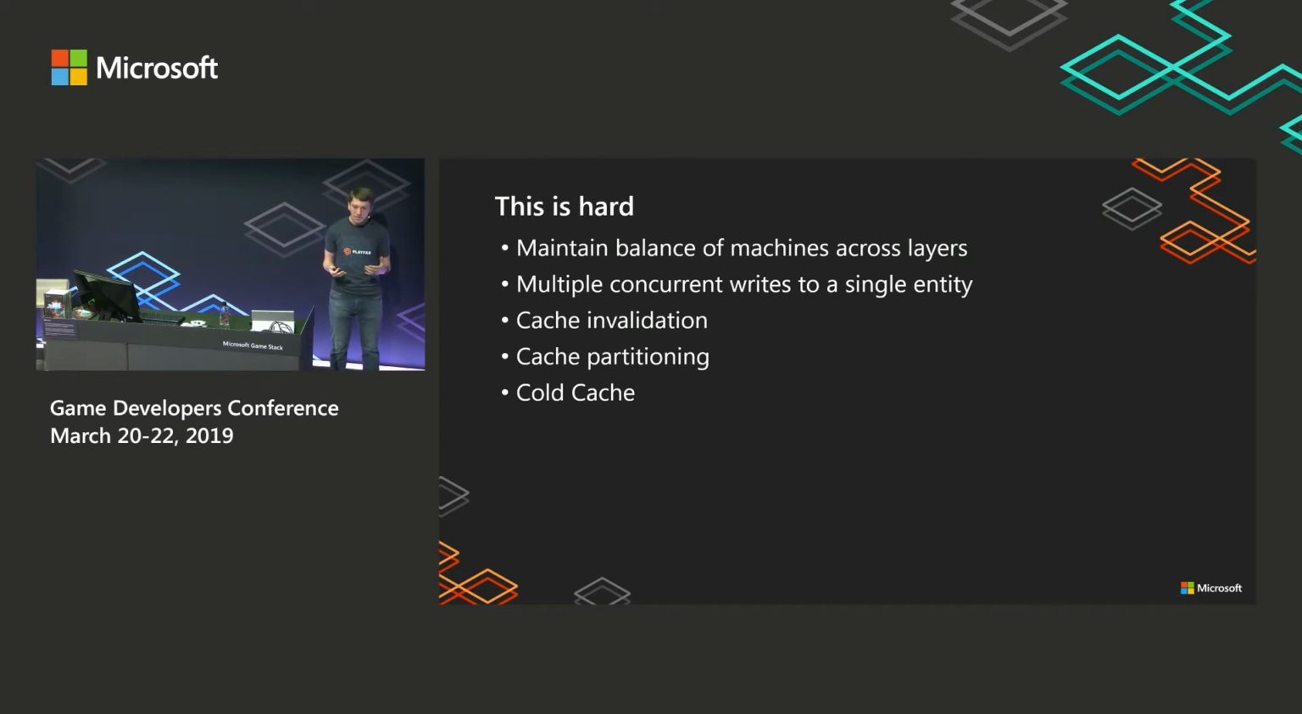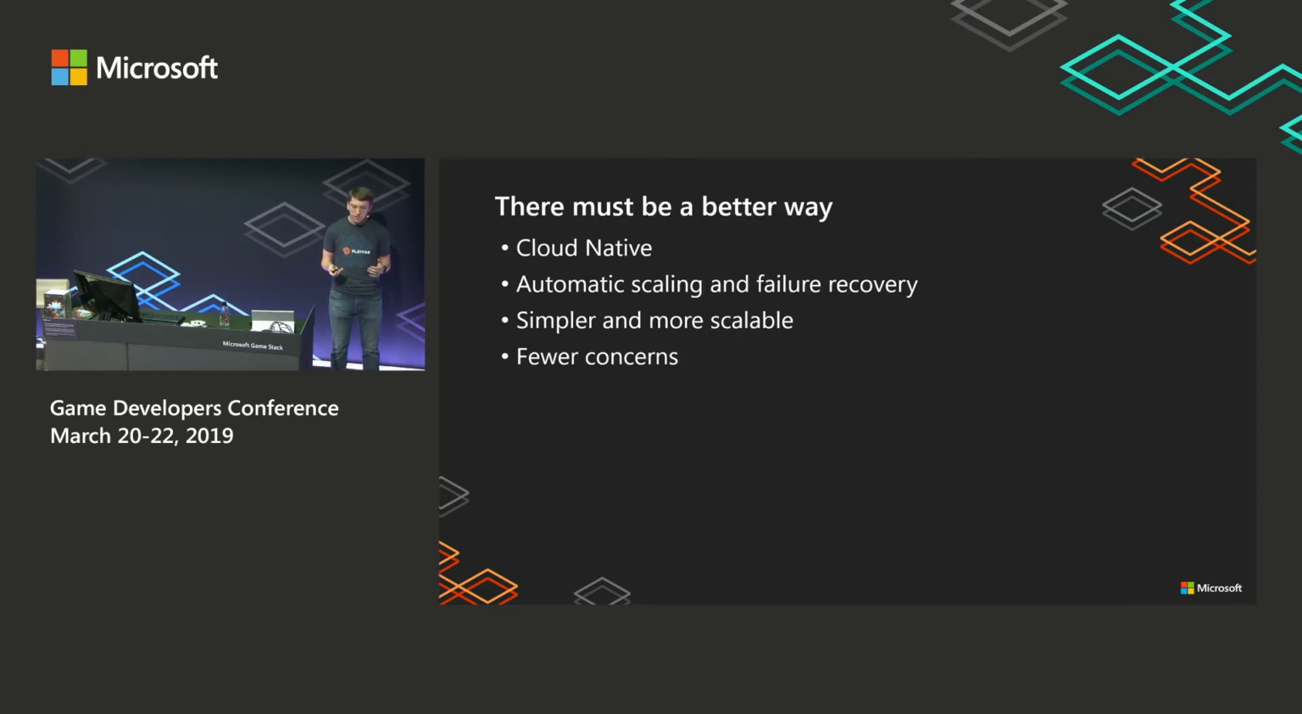After all these patches, the failure recovery is no longer simple, the scale in and out are no longer simple, and so what we wanted to do is figure out, is there a better way that we can build services? I joined 343 Industries back when we were starting to build the services for Halo 4, and it was an opportunity for us to rethink the architecture.